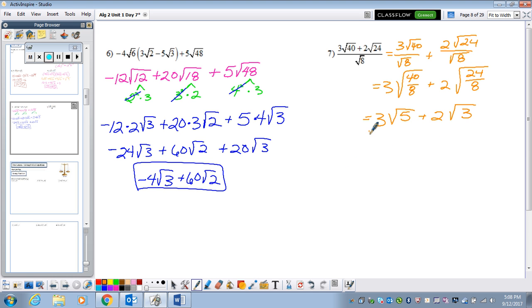I cannot. I'm finished. If you did this problem by multiplying the top by square root of 8 over square root of 8 to begin with, check and see if you match my answer. You should. Both methods will work.